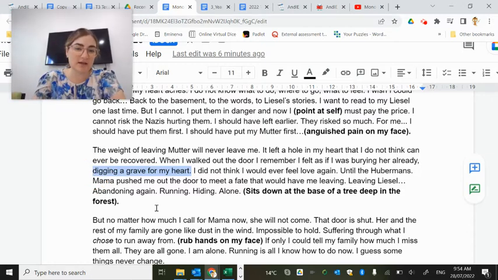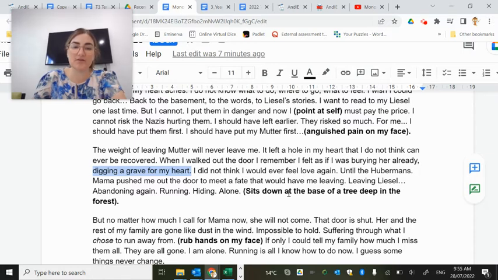So this here is some imagery that we've included because Max, we know, has a way with words and he likes to describe things using similes, metaphors, and imagery. So I would expect that that would be in a monologue for Max. I did not think I would ever feel love again until the Hubermans. So he's connecting, right, his love for his mother and leaving her to the Hubermans.